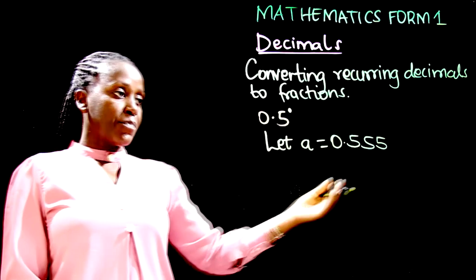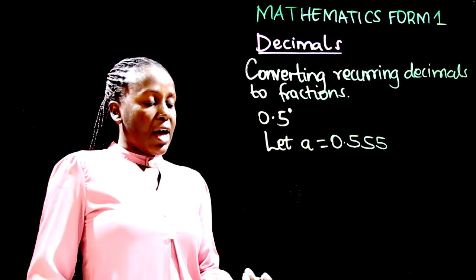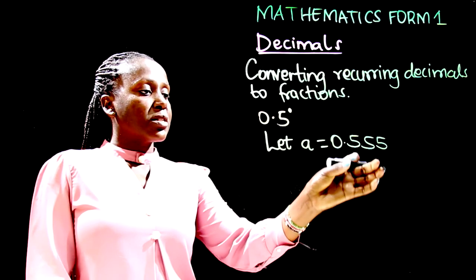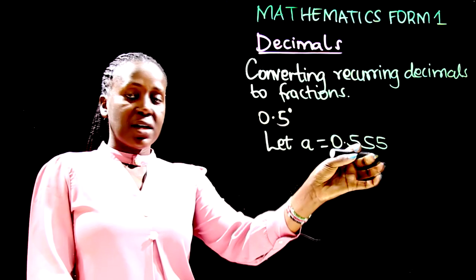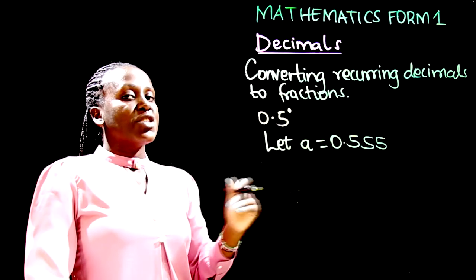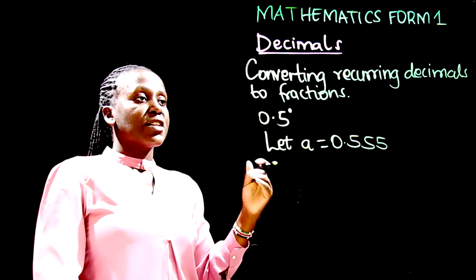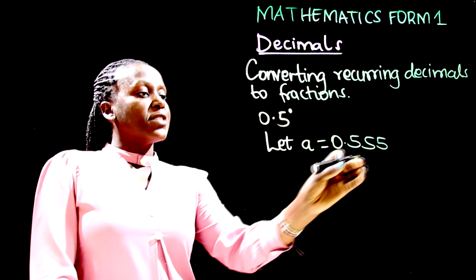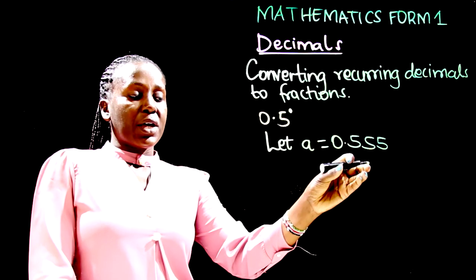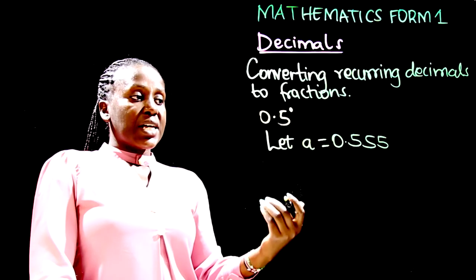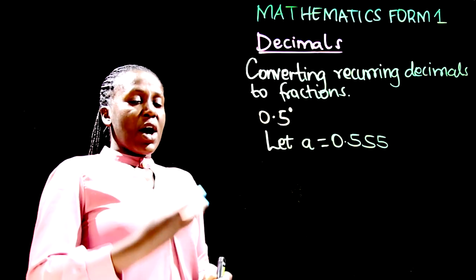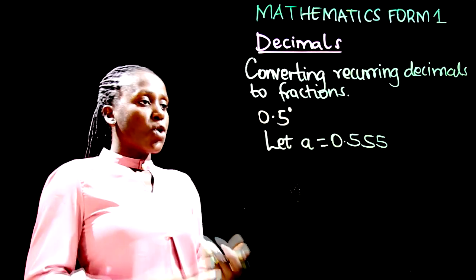0.555 and so on. Now, the intention here is to ensure that we are able to subtract multiples of this decimal and end up with a number that does not have decimal points. Remember, we want to convert into a fraction. So we want to create multiples of this decimal, okay? And these multiples will be created by multiplying it by numbers like 10, 100, 1000, and so on.